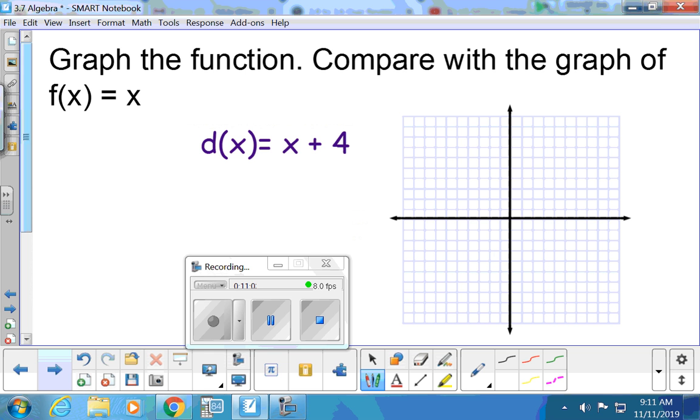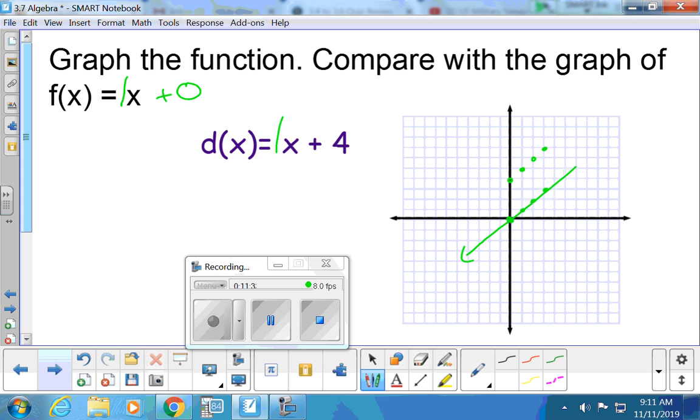Okay, so it says graph the function and compare it with the parent function. So let's just look. Here was our parent. It had a slope of 1 and an intercept of 0. How does this compare? Let's look at the slope first. Is it a different slope or the same, Ken? It's the same. So the slope is still 1. What is different? +4. Good. So my original parent function started at 0 and it had a slope of 1, right? This one's going to start off at 4 and still have a slope of 1.